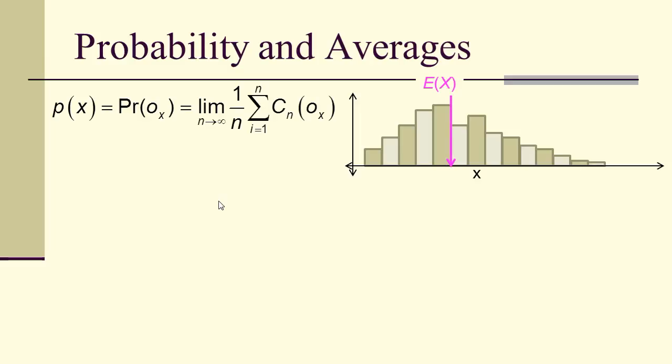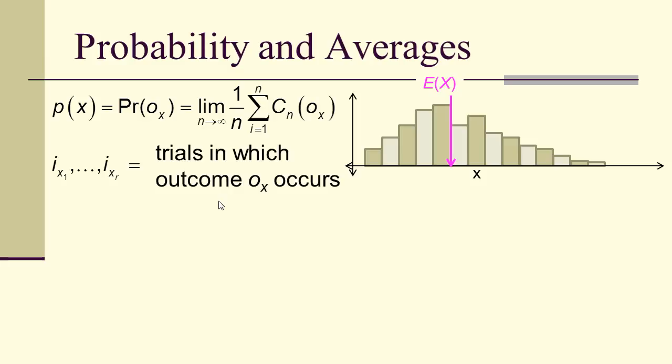Now let's look at the expected value E of x. What we're going to do is take all the indices that we get in i equals 1 up to n trials, and we're going to group them. So I sub x sub 1 up to I sub x sub r will be those indices occurring to trials in which outcome O sub x occurs.